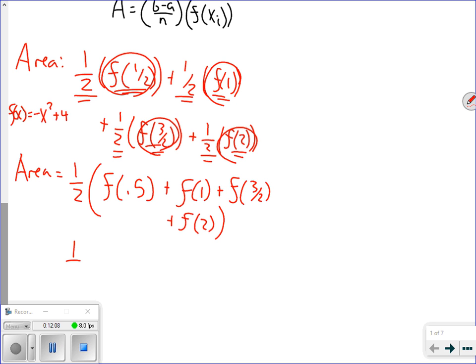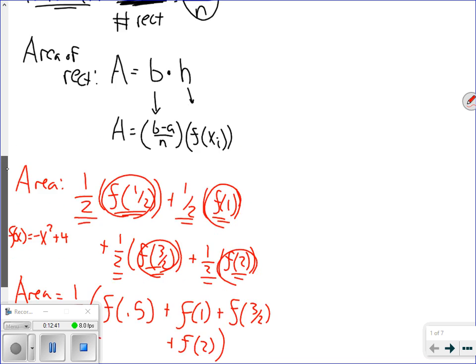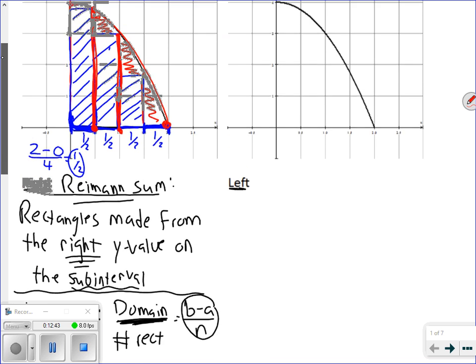When I computed those values, f of 0.5 was 3.75, f of 1 was 3, f of 3/2 was 1.75, and f of 2 was 0, so we didn't even have a rectangle there. And the final answer I got was 4.25 units squared. So the area underneath that curve is approximately 4.25 units squared. And we know from looking at the picture above that the real area should be bigger than that.